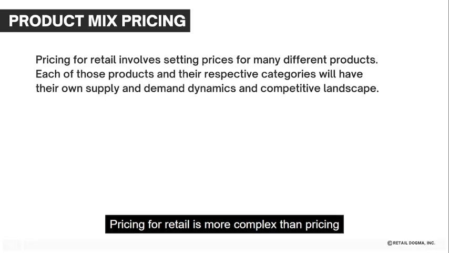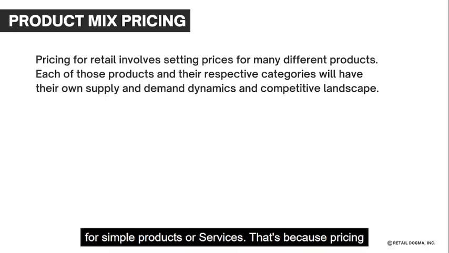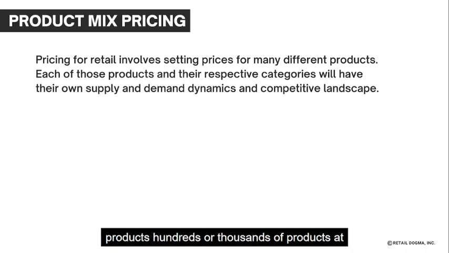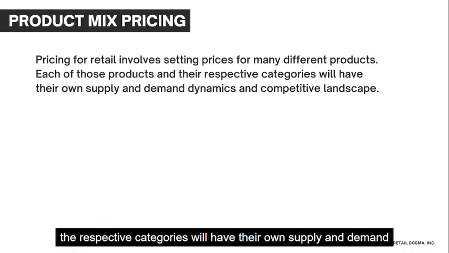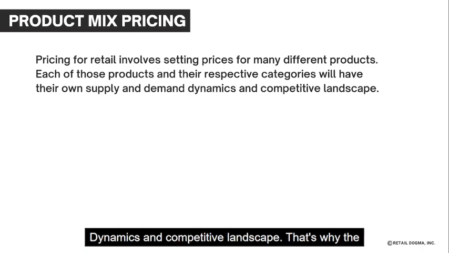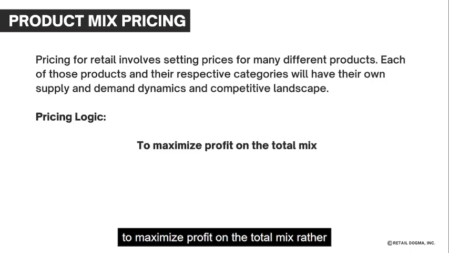Pricing for retail is more complex than pricing for simple products or services. That's because pricing for retail involves setting prices for many different products, hundreds or thousands of products at a single business. Each of those products and their respective categories will have their own supply and demand dynamics and competitive landscape. That's why the pricing logic while setting prices for a product mix is to maximize profit on the total mix, rather than pricing each product in isolation.